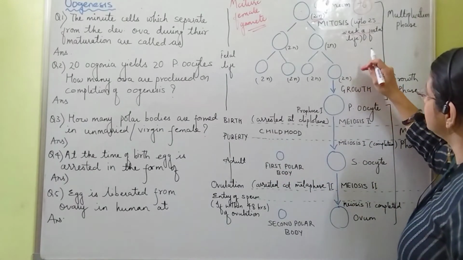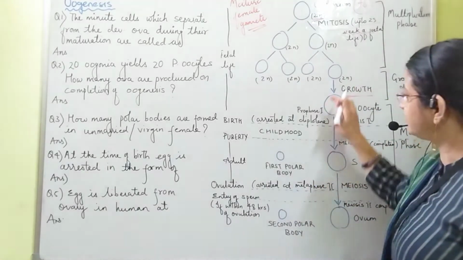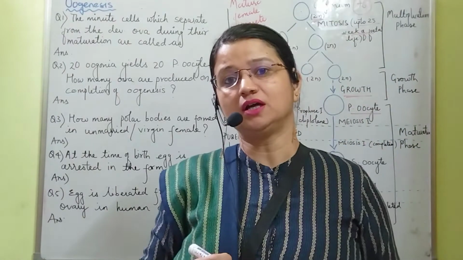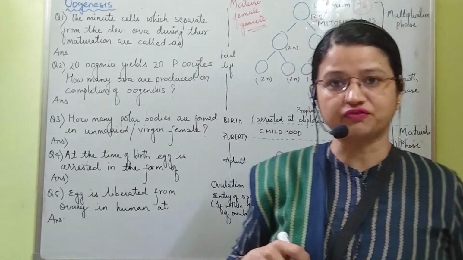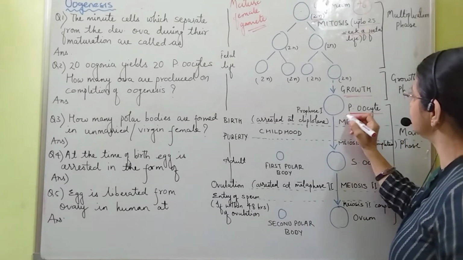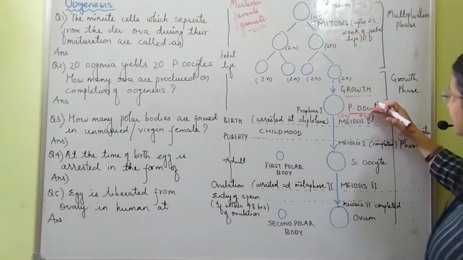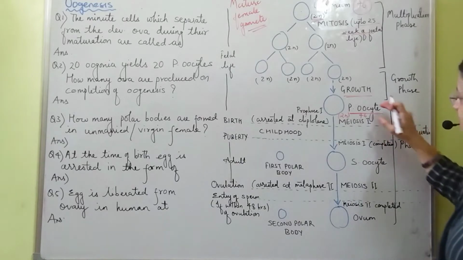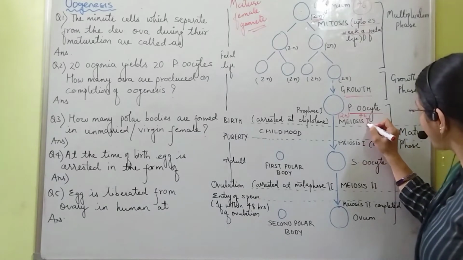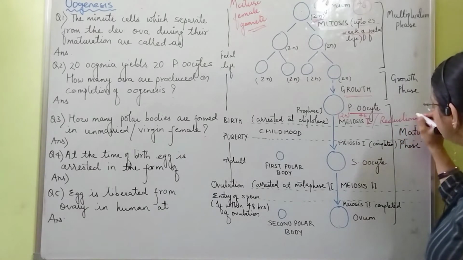After that, the oogonia enter the next phase, which is known as the growth phase, and they result in the formation of primary oocyte. So the oogonia enter the second phase, the growth phase, and now they will be called primary oocytes. Here the ploidy is 2n. They also have 46 chromosomes. After that, the next phase is the maturation phase. This primary oocyte will undergo meiosis 1, and we know that meiosis 1 is a reductional division. Just remember, it is reductional division.